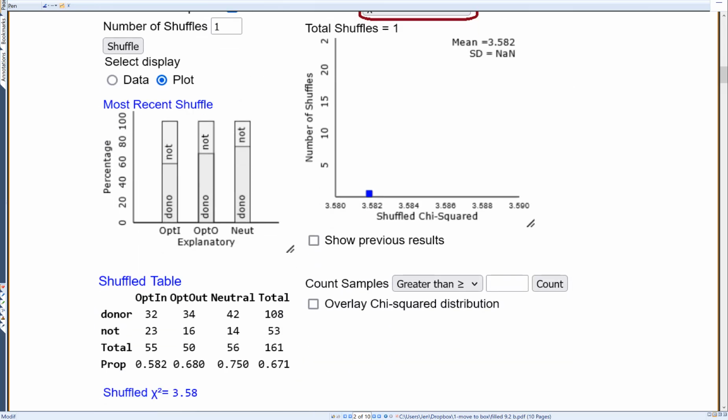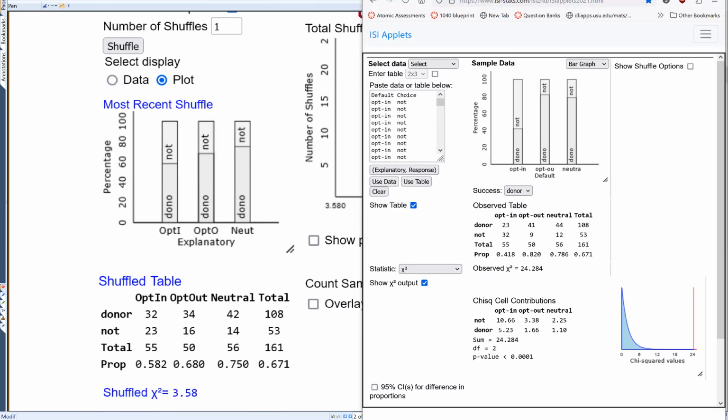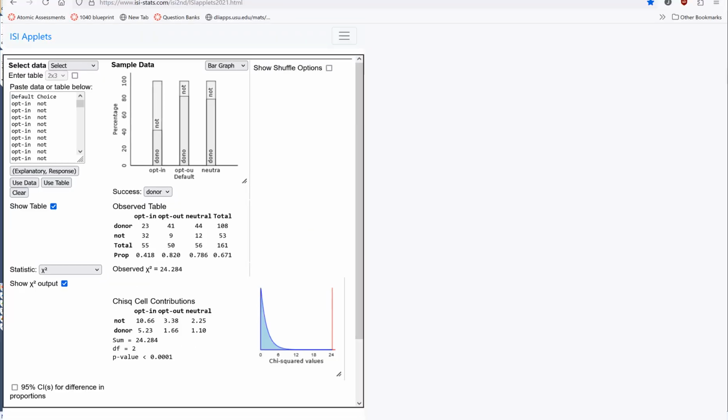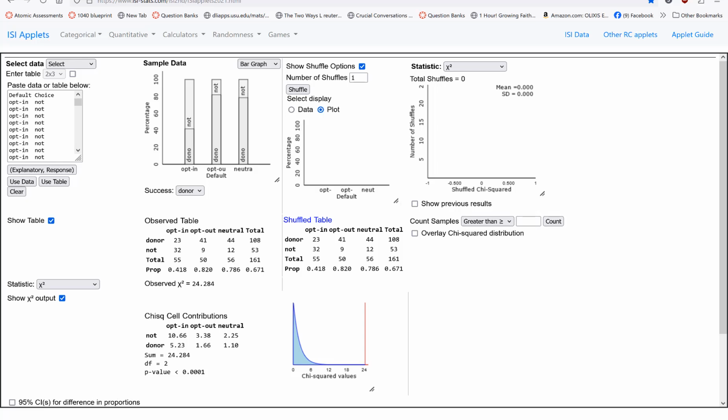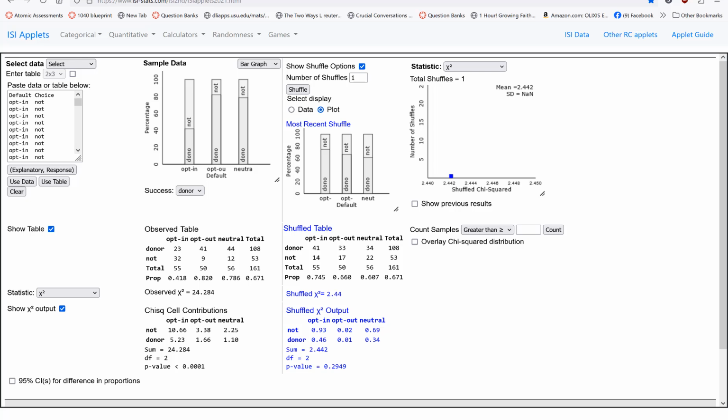So we're going to go back to our applet. We come over here. Okay, we click Show Shuffle Options. I want to click Plot because I like the plot better than the data, and I shuffle once. Okay, so notice now it shuffled my data. You can see the bar graph looks different than it did before. I have different counts in my data because we shuffled everything up, and you get a shuffled chi-square value of 2.44. Again, these are the contributions for each cell of the formula, and it puts my one shuffled chi-square statistic over here. If I did it again, this time I got a shuffled chi-square of 3.85.